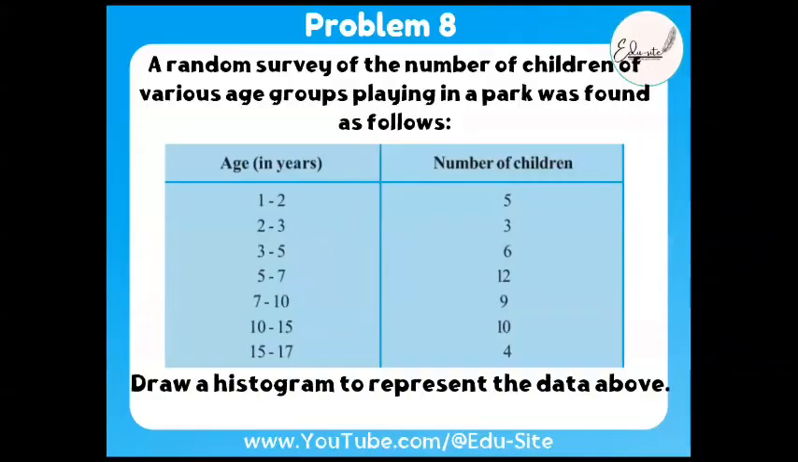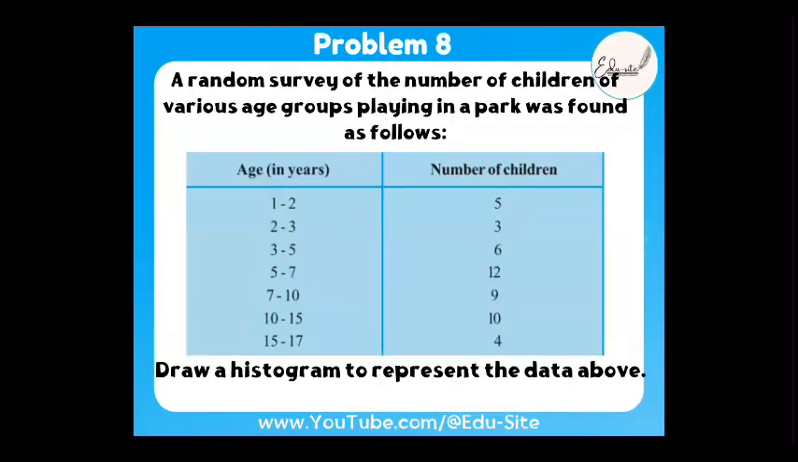Problem number 8. This problem deals with the histogram again. A random survey of the number of children of various age groups playing in the park was found as follows. Here we have 1 to 2, 2 to 3, 3 to 5. Is it varying or uniform width? Varying width. What did you have to do here? You had solved this for homework. You have to help me out throughout this problem.